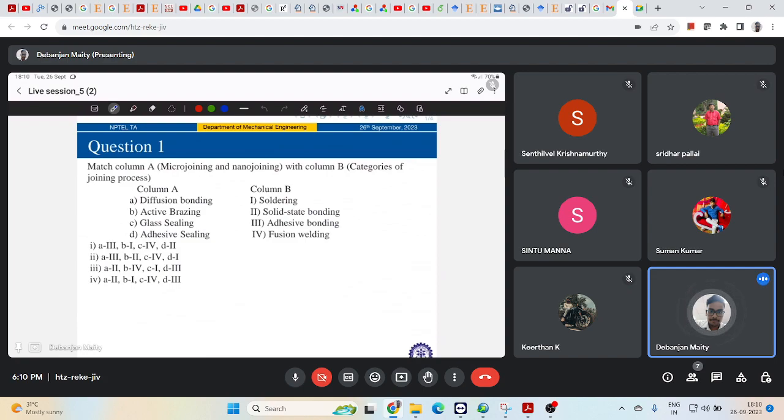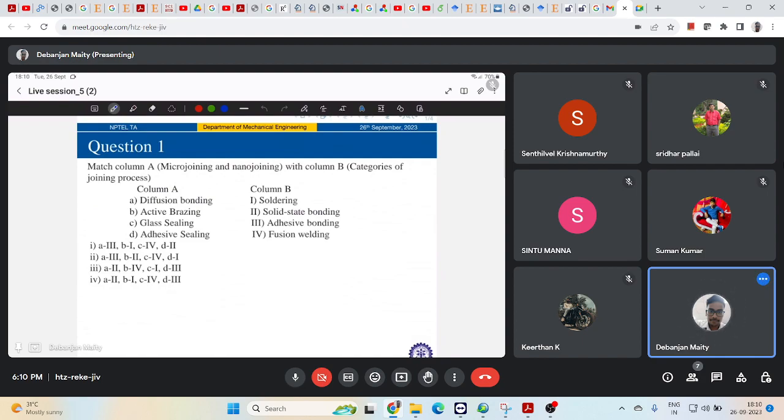Before going to questions, let us try to understand one by one the different kinds of techniques. So, what is micro joining and nano joining? It is based on your characteristic dimension, your sheet thickness or the wire diameter that you want to join. That should be smaller than a few hundred microns or something like that.